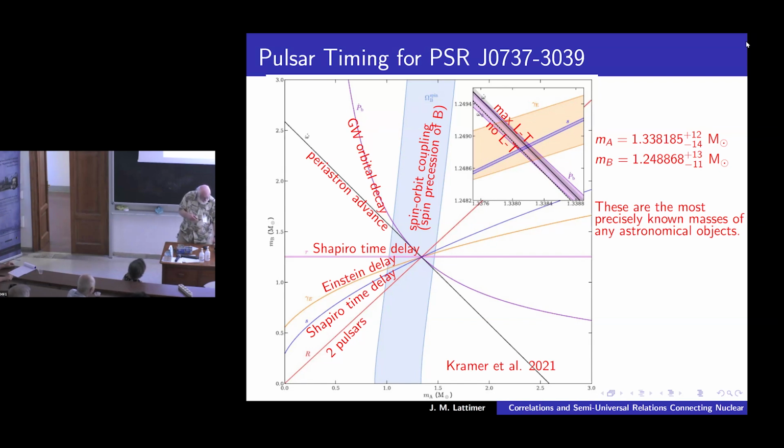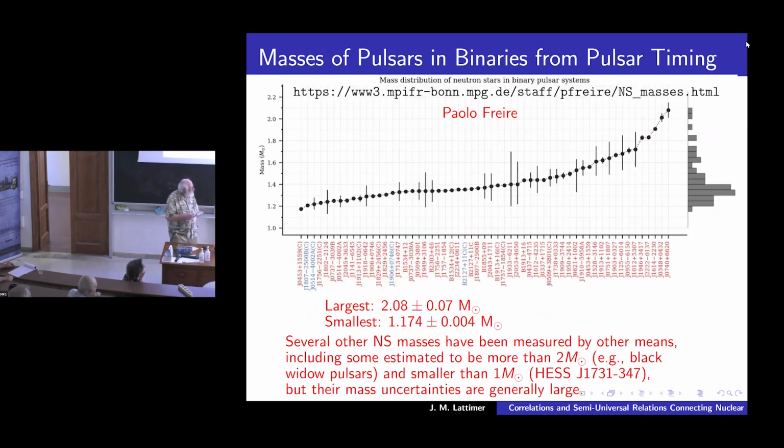Yes, that's right. And it is a precise test of general relativity that they can be determined so precisely. So overall, pulsar masses range from about 1.1 solar masses up to about 2.1 solar masses. These are the individual masses and the names of the individual pulsars. And the histogram here basically shows that most of the masses are concentrated in stars around 1.3 or 1.4 solar masses.